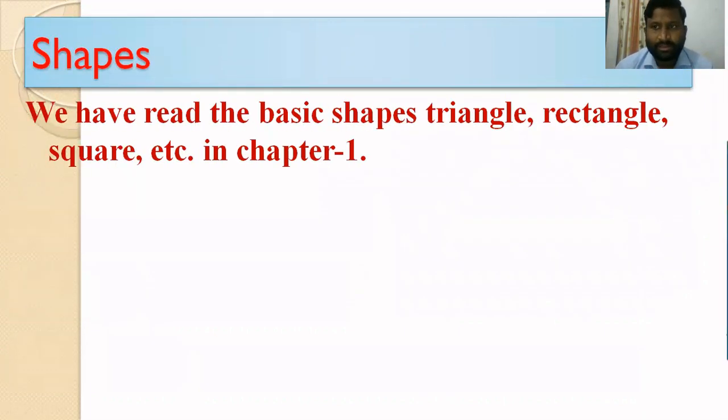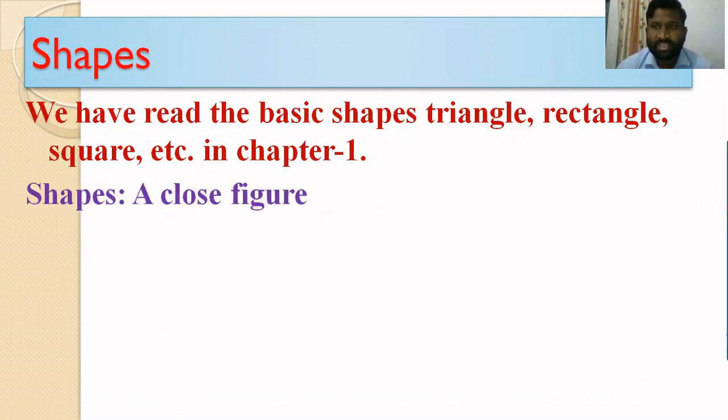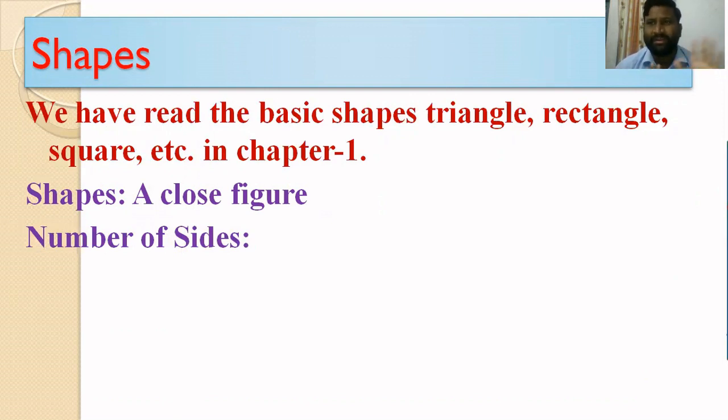Let us start with shapes. Basic shapes you have read in chapter 1 in the fishtail. If you have not seen that video, you can see the video. I will give the link in the i button above, so you can see video part 1. So let us start here. Shape, a closed figure, closed from all the sides. Number of sides. So depending upon the number of sides, each shape has some name. If it has 2, 3 sides, if it has 4 sides, so depending upon the number of sides, it has some names. Let us start with 3.